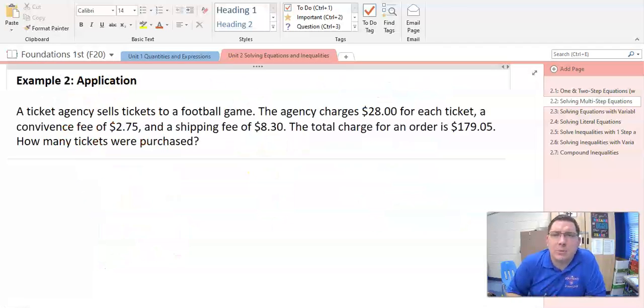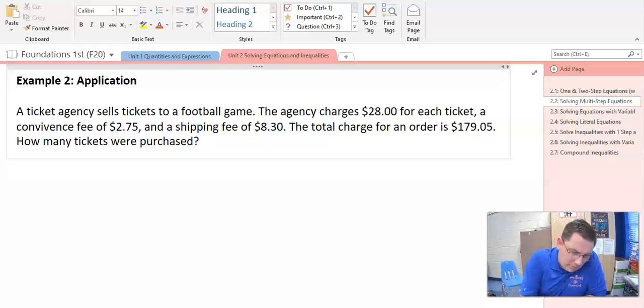So as we look at example 2 on how to write these word problems out, again, we're going to be dealing with problems that have multiple steps and multiple things to include in the problem. And so let's read through this one and see the information that we have. A ticket agency sells tickets to a football game. The agency charges $28 per ticket, a convenience fee of $2.75, and a shipping fee of $8.30. The total charge for the order is $179.05. So how many tickets were purchased?